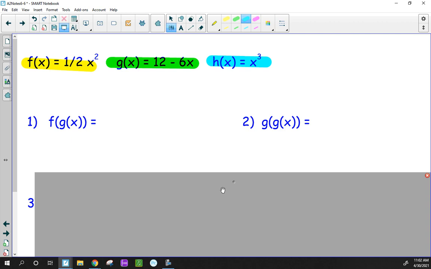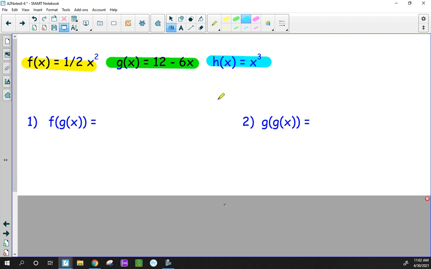Okay, question number 1. We have f of g of x. Okay, so I gave you 3 rules in your directions. In question 1, I'm only using 2 of them. We follow what we see. First, we copy down f, we drop our parentheses, we go to the green function in the directions. It's equal to 12 minus 6x. We write in 12 minus 6x. Our eyes are not on this now. Here's our new problem.